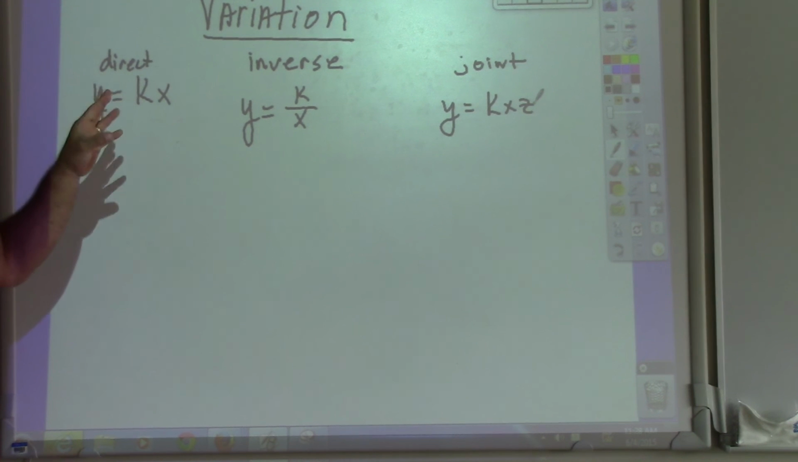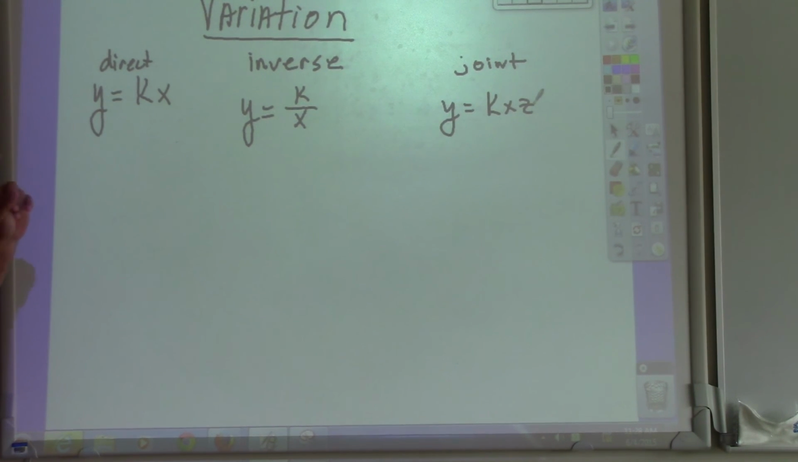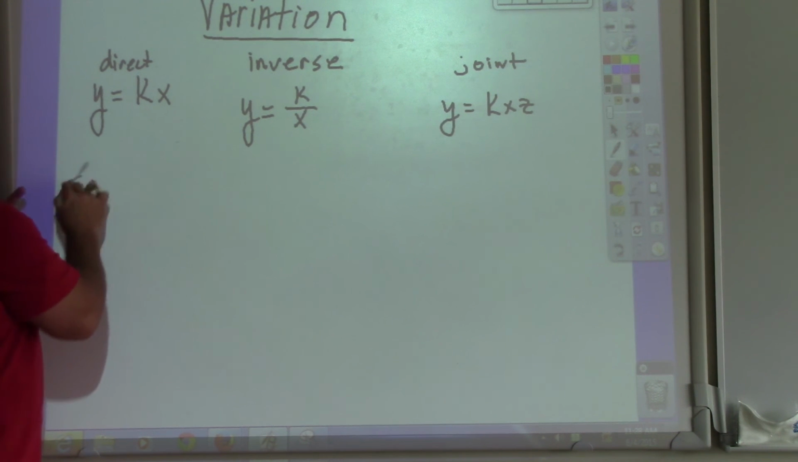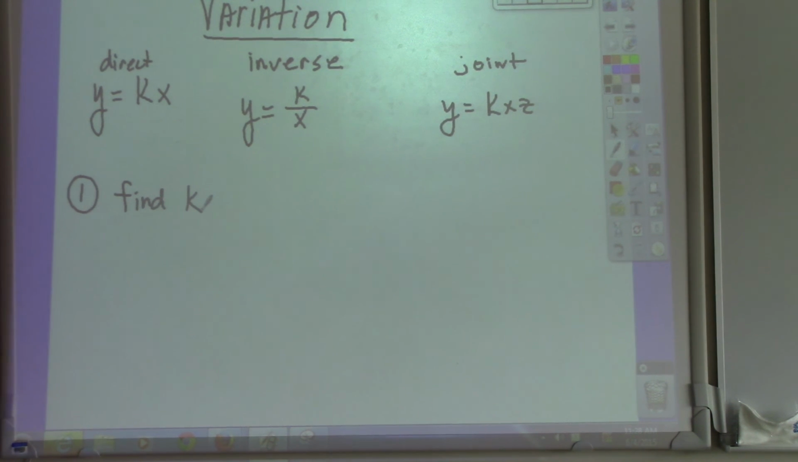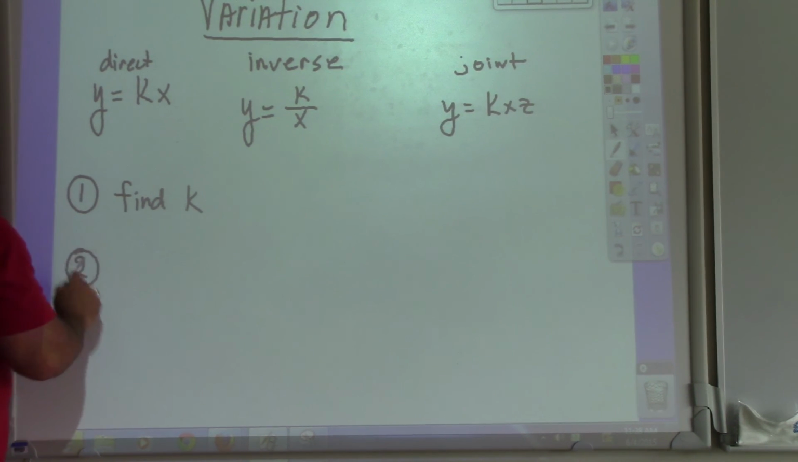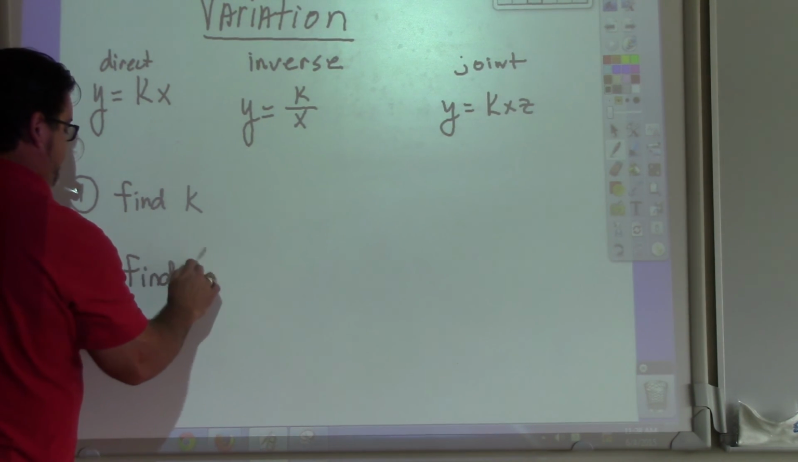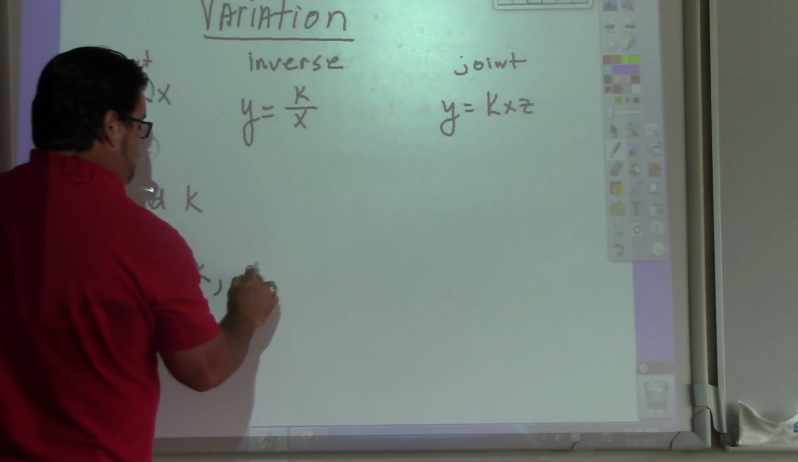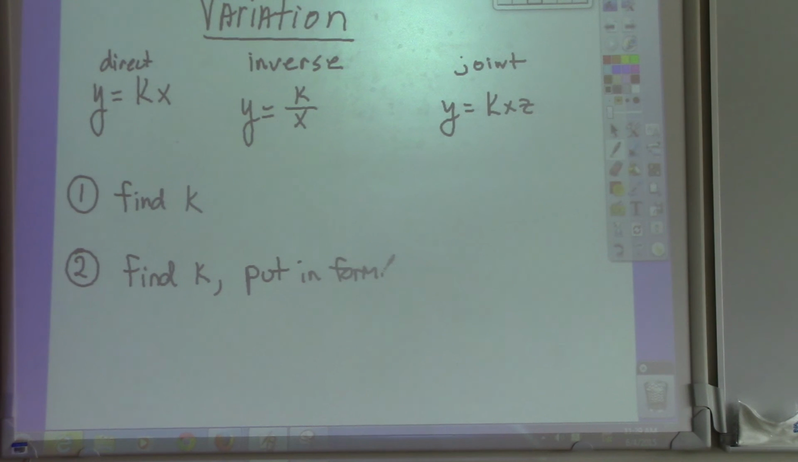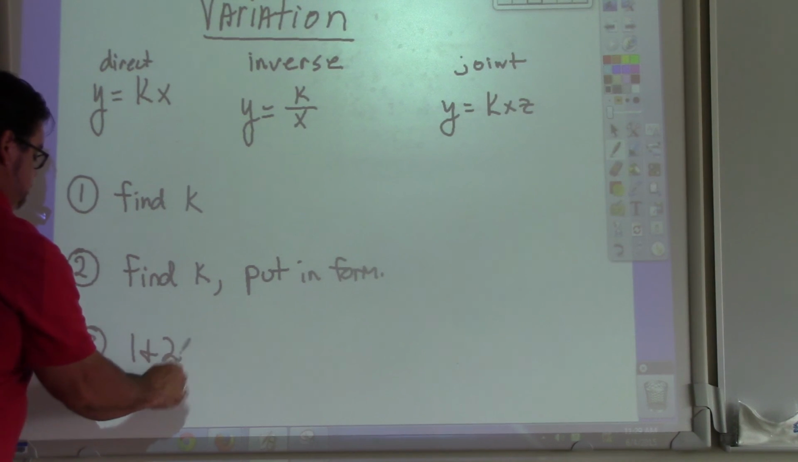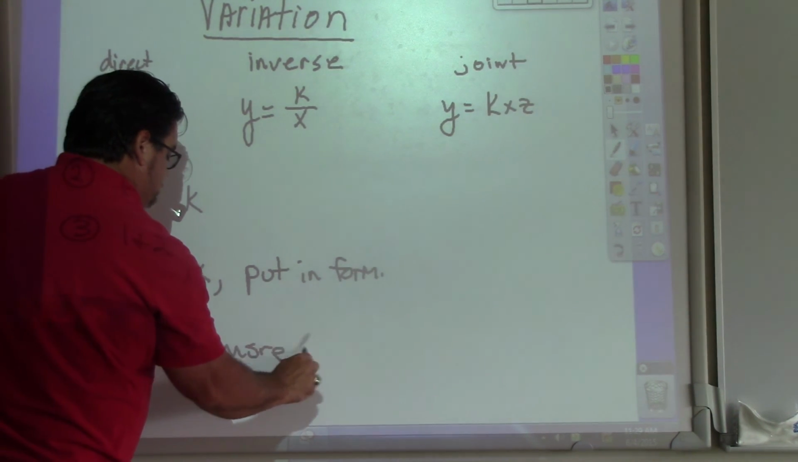When you're dealing with the variations, there's several types of problems. One type of problem is they're going to ask you to find K. And that's all they're going to do. They're going to give you numbers, and you plug and chug, and you solve for K. That's one type of question. The other type of question is find the formula. After you find K, then they want you to put it back in the original formula. That's another type of question. And then the third type of question is going to be 1 and 2, and then they're going to give you more info to plug in.